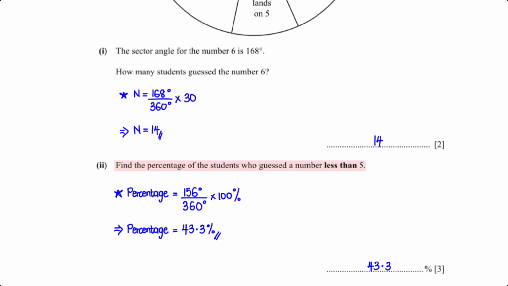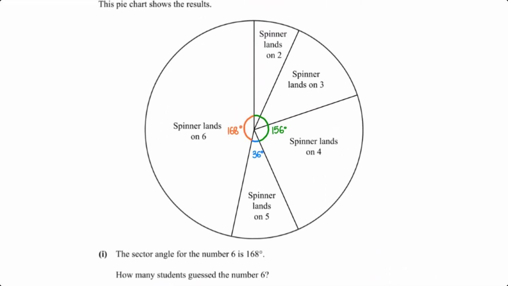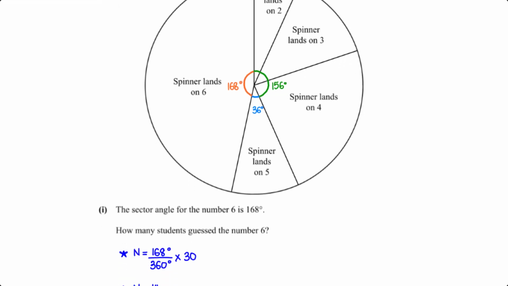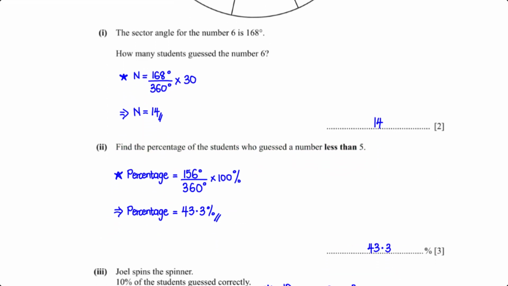Find the percentage of the students who guessed a number less than 5. The number of students who guessed the spinner lands on a number less than 5 is equal to the sector angle for the numbers 1, 2, 3, and 4 divided by 360 degrees times 100%. Using a protractor, we measure the sector angle for the numbers 1, 2, 3, and 4 on the pie chart, which gives us 156 degrees. When we type this into the calculator, we get 43.3%, rounded to 3 significant figures.